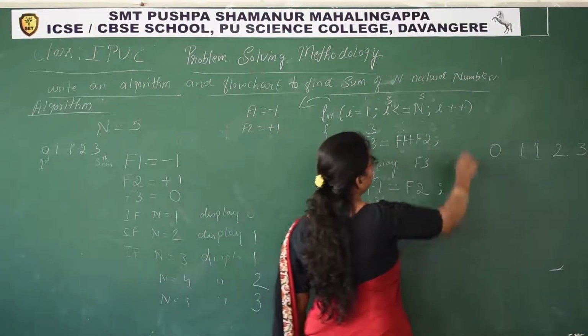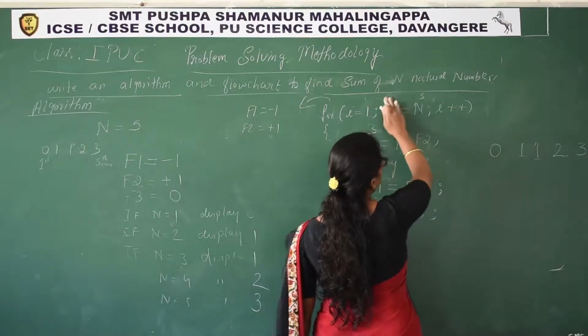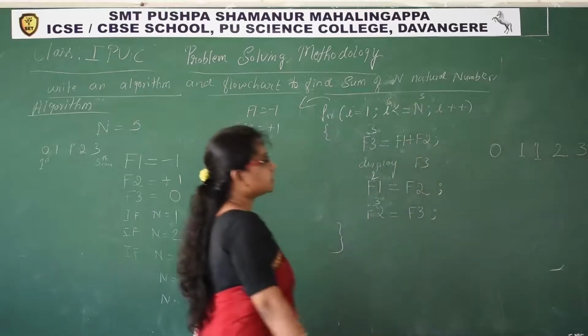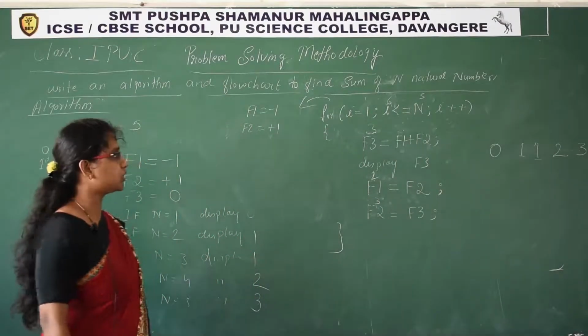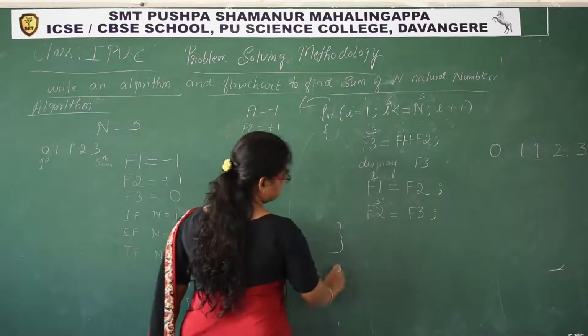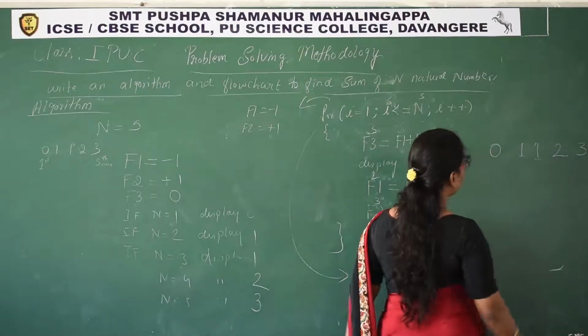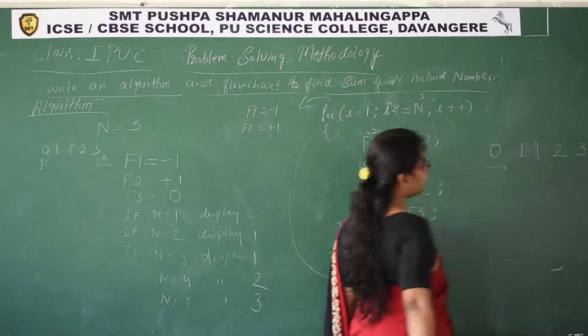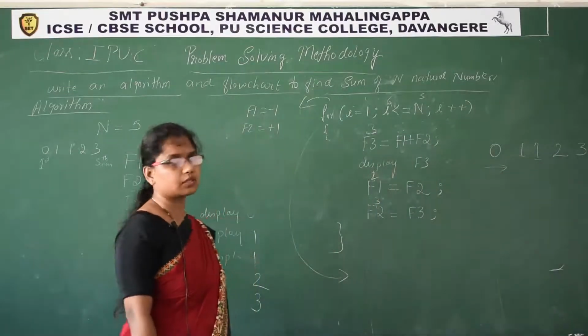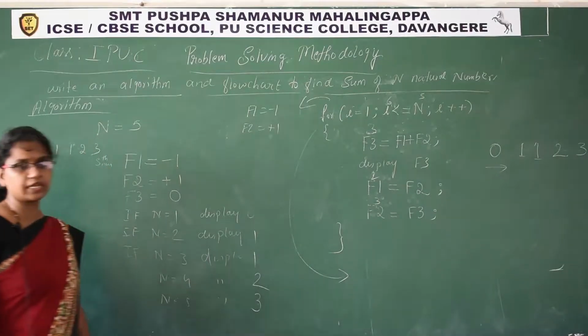Now I increments. I becomes 6. Is 6 less than 5? No. Condition false. It terminates the loop. So that is the end of the program. By this moment it displays all the values. That means n values, n Fibonacci series.